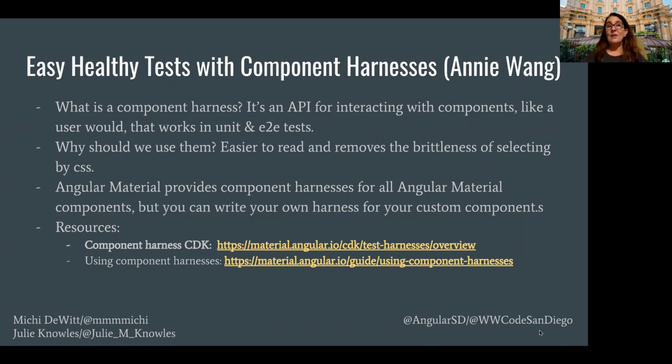And why should we use them? It makes your code easier to read and it removes the brittleness. So instead of selecting by a specific CSS, by the CSS, you are using a component harness instead of calling out a specific class of CSS. And so it helps to remove the brittleness by doing that. And Angular Material provides component harnesses for all of their components that they provide. And they also teach you how to write your own component harnesses for your own custom components.